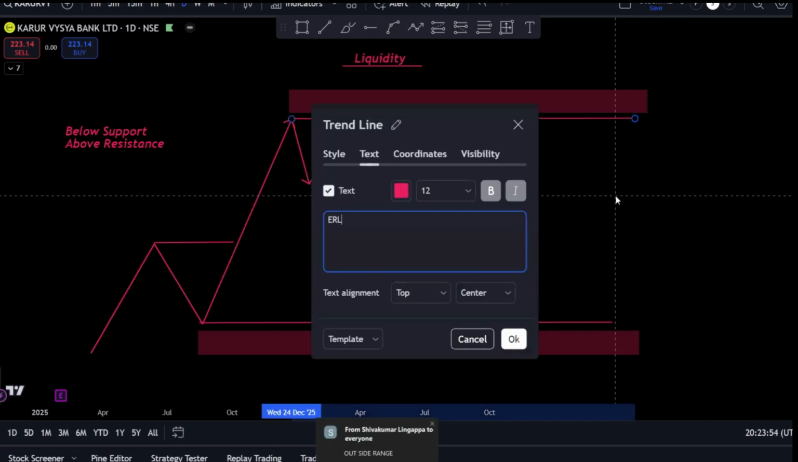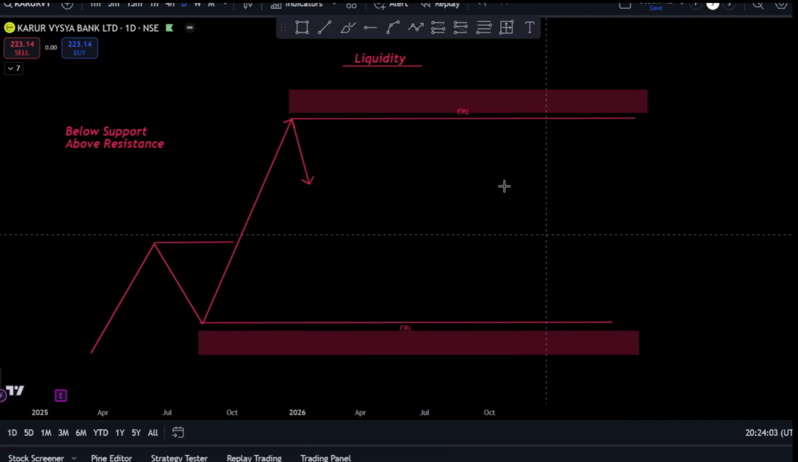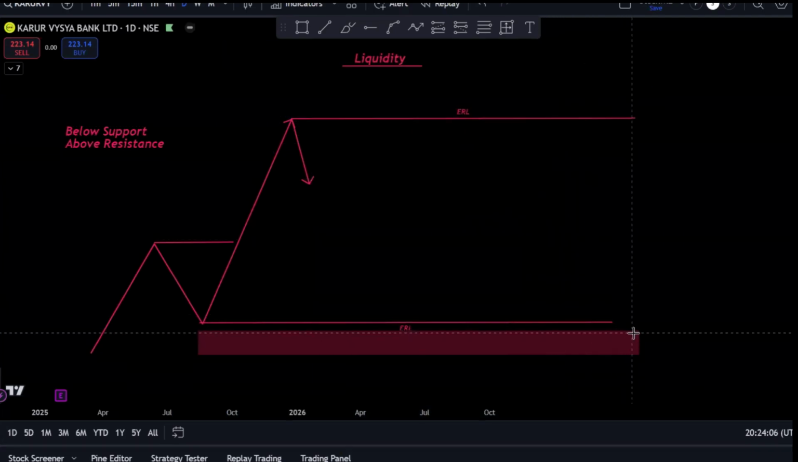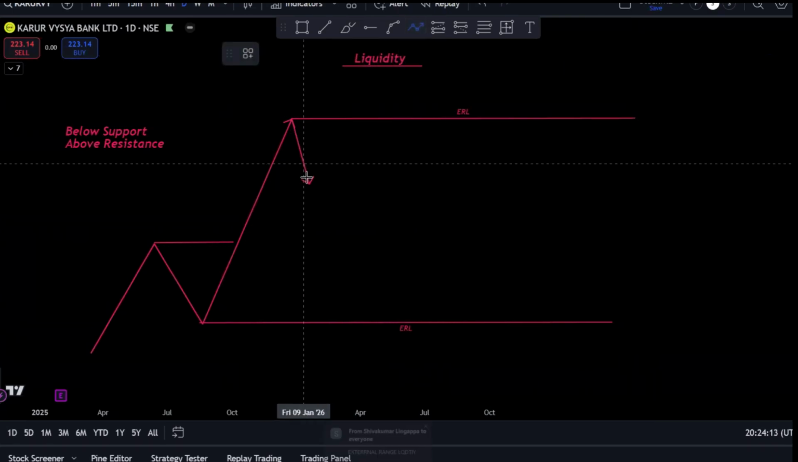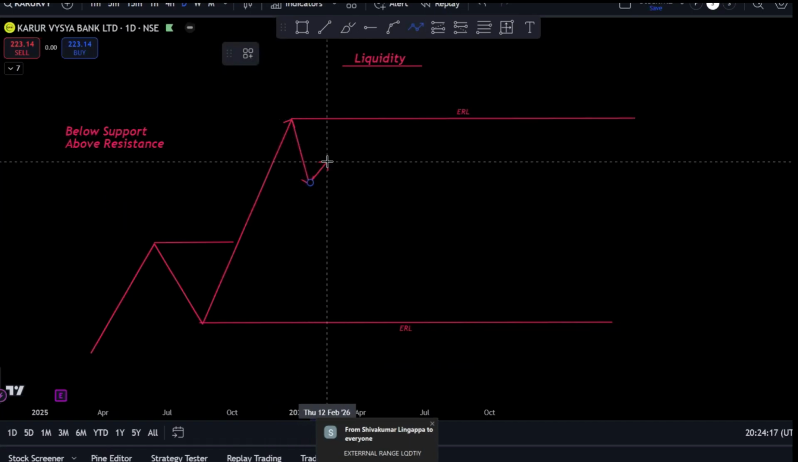Made sense now? External range liquidity. So I'm just typing ERL over here. Similarly, ERL. Is this making sense to you all? External range liquidities, where do they lie? Outside the range.